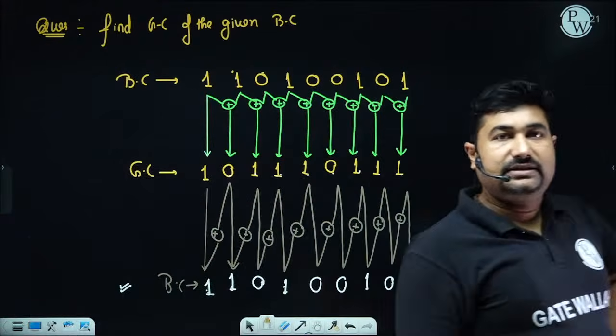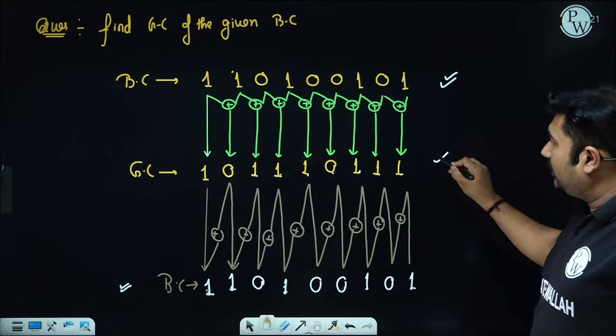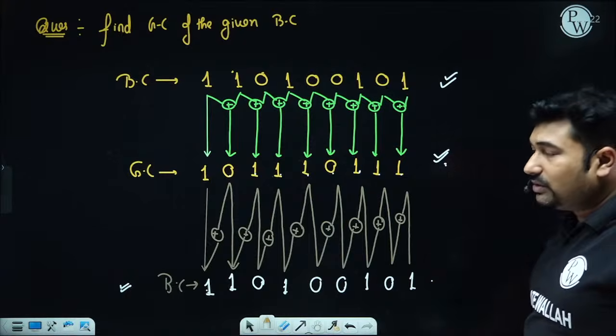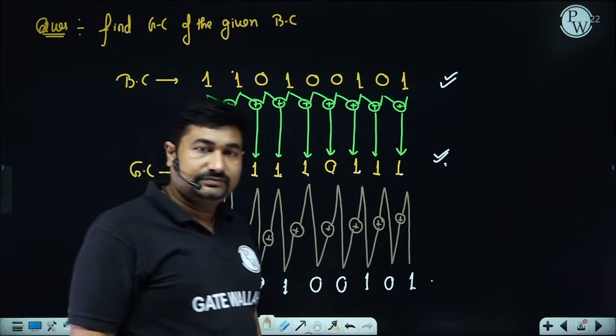So now you can easily do the conversion from a given binary code to gray code or from a given gray code to binary code.